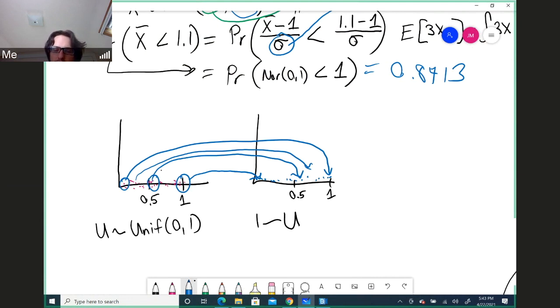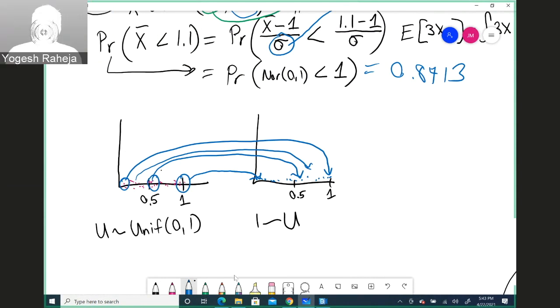However, if you tried to do this with u and the square root of u, you would find that this doesn't happen. Yeah, clear. Okay, cool.